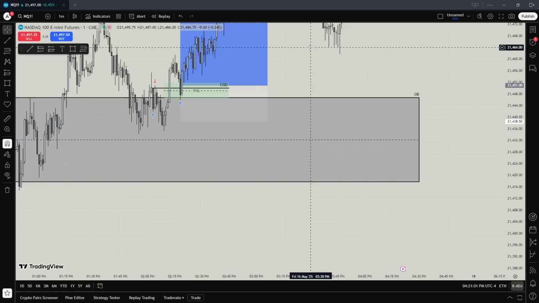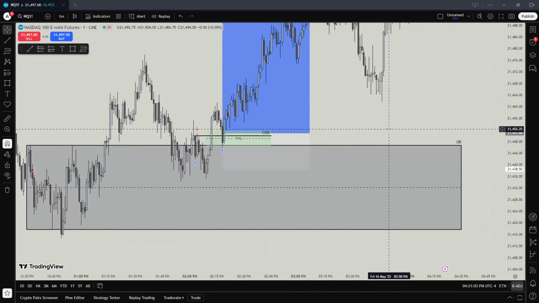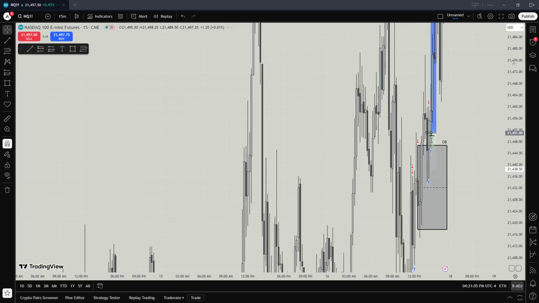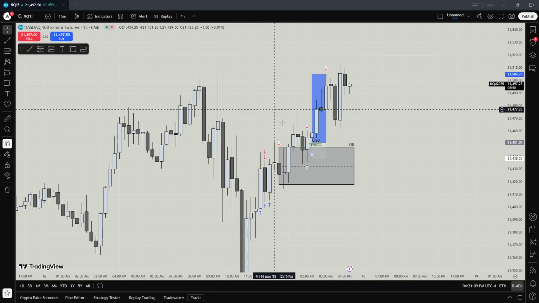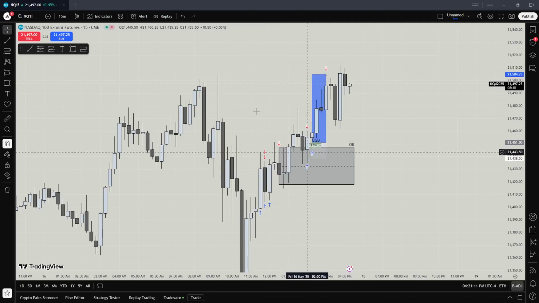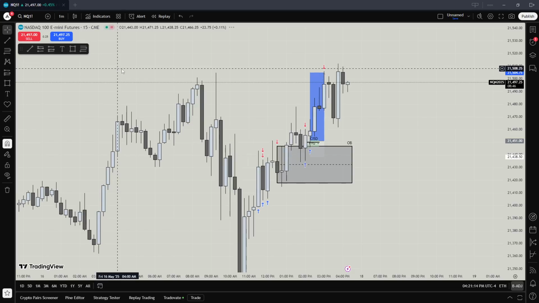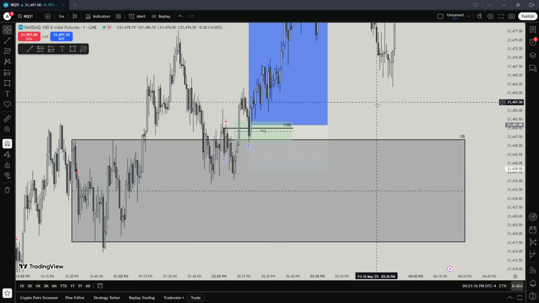So at 2 o'clock, what am I looking for? PO3 wise, we have a 15-minute order block that we come down to. These are the highs I'm targeting right here. At 2 o'clock, we come back down, tap this 15-minute order block. Go on the 1 minute. What do we see?